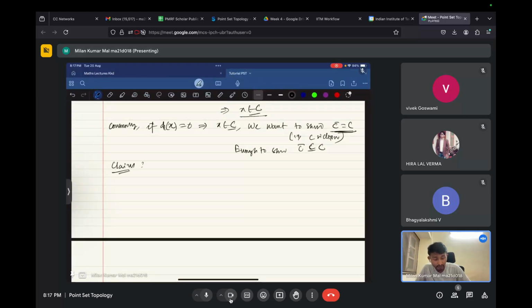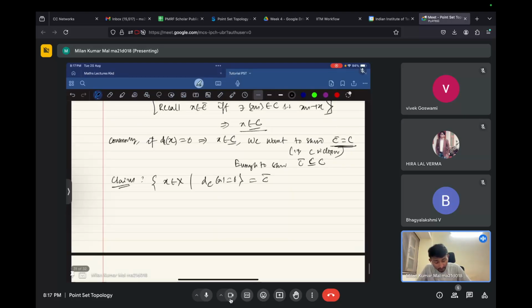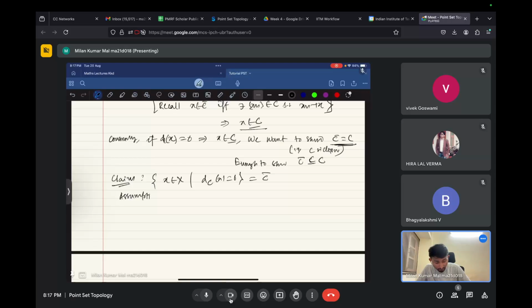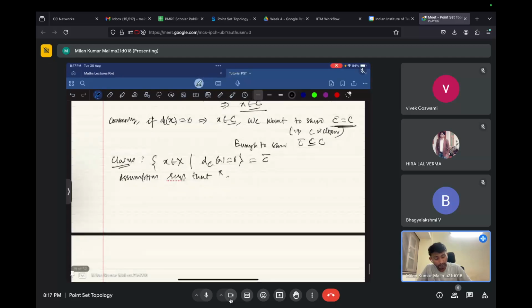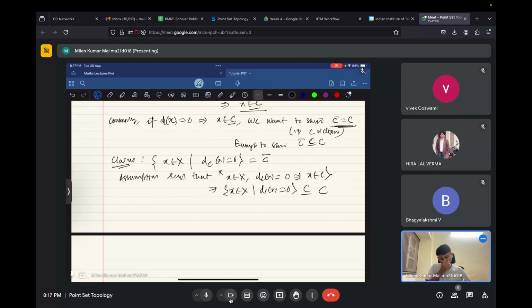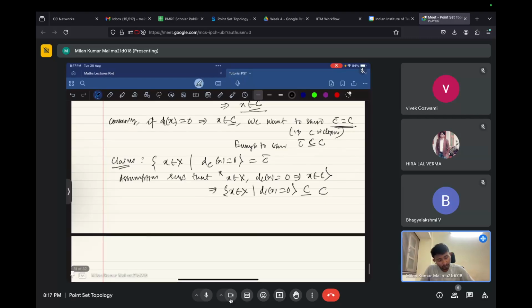Now we will prove a claim. The claim I am making is that all those x belonging to S for which d_C of x equals 0 is the same as the C closure. But what the assumption says is that x belongs to capital X and d_C of x equals 0 implies x belongs to C. That means the set of x such that d_C(x) equals 0 is always sitting inside C, because that is the assumption.